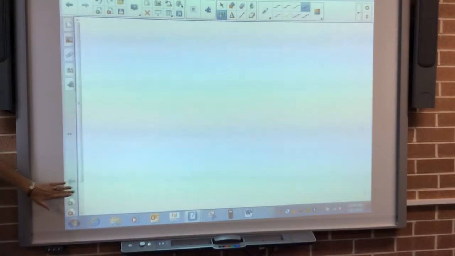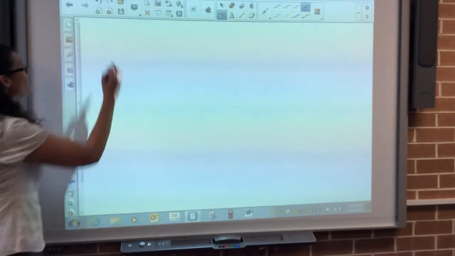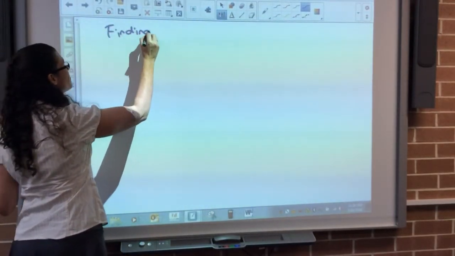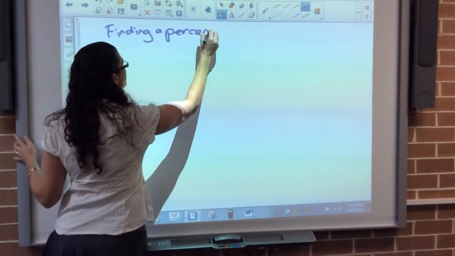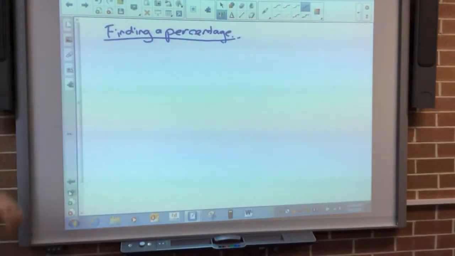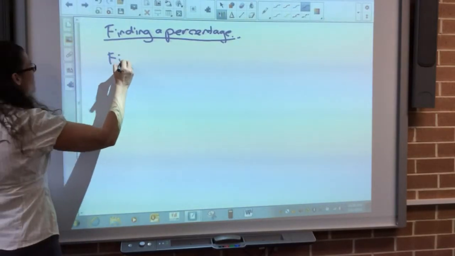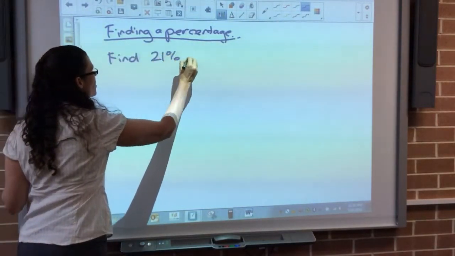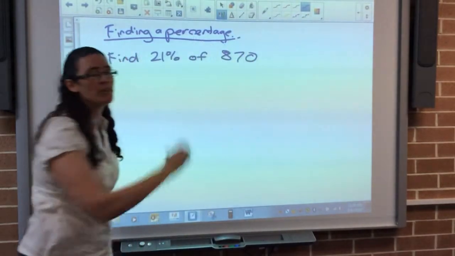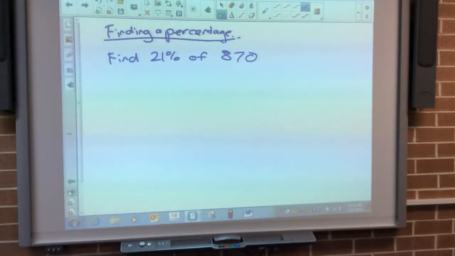Okay. Next thing we looked at was finding a percentage. So, for example, if I said find 21% of 870, what do I do? 1% is times by 21. How do I do that? Like, you have to divide 870 by 100 and then times it by 21. Yep, that's one way of doing it. That's correct. Yep. Times it by 0.21, that's going to be quicker, isn't it?